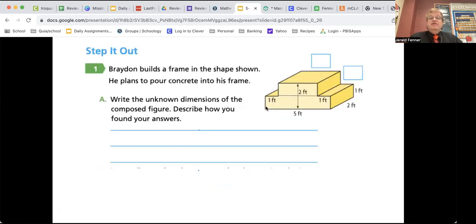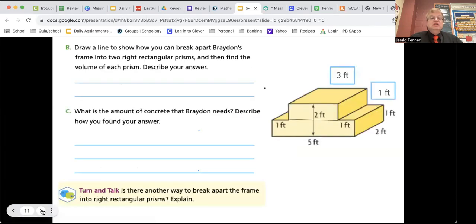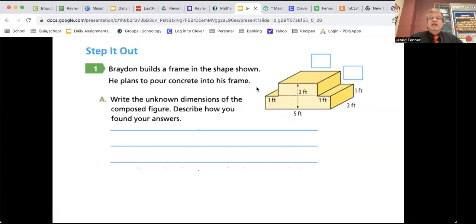And you see, I've drawn the line here. And so we've made a determination what those missing figures are. Okay. And we decided that they are 3 feet and 1 foot. So it says, write the unknown dimensions of the composed figure. Describe how you found the answer.